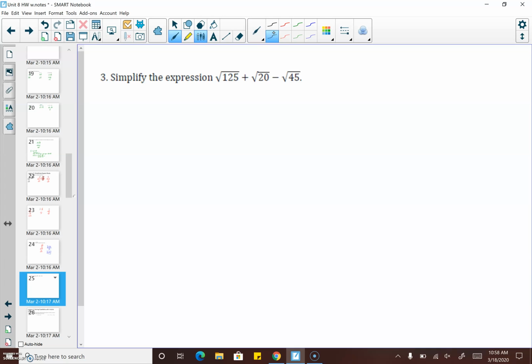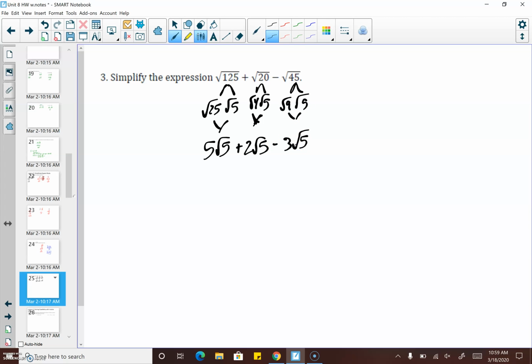And then for the last one, we want to simplify. So remember, you can only add or subtract radicals if they have the same number underneath their square root. So if we simplify the 125, it's 25 and 5, which comes back together to give us 5 square root 5. The 20 is square root 4 square root 5, which comes back together to give us plus 2 square root 5. And then 45 is 9 and 5, which gives us minus 3 square root 5.